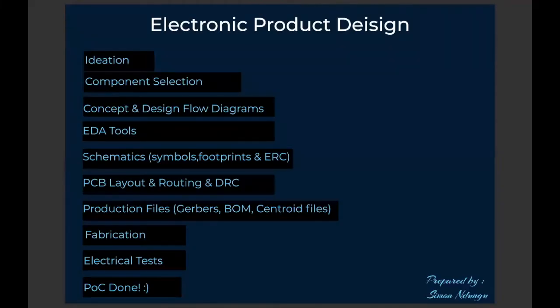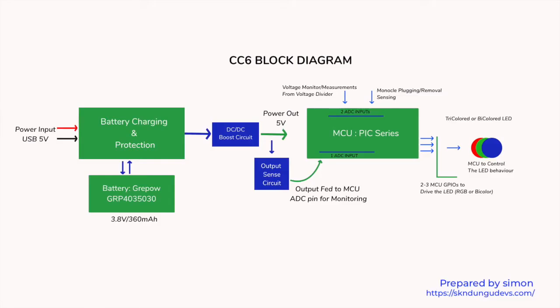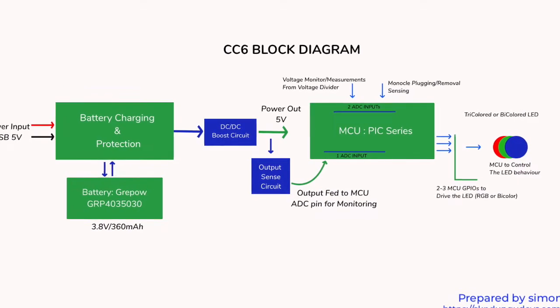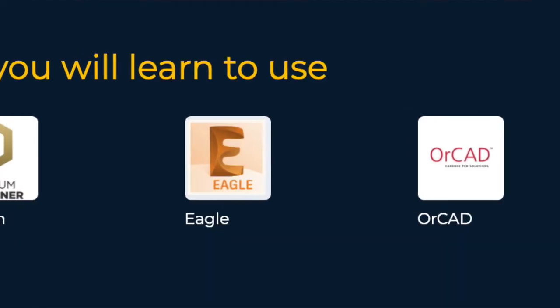So the entire process of electronic product design follows this particular order. We have ideation being the first process. This is where you come up with the idea, check its viability, and then start with the execution. We go to component selection. Once you have a solid idea, you go to component selection: what am I going to use for this design? After that, you can do the concept and design flow diagrams. Then at that point, you also select the EDA tools you're going to use.